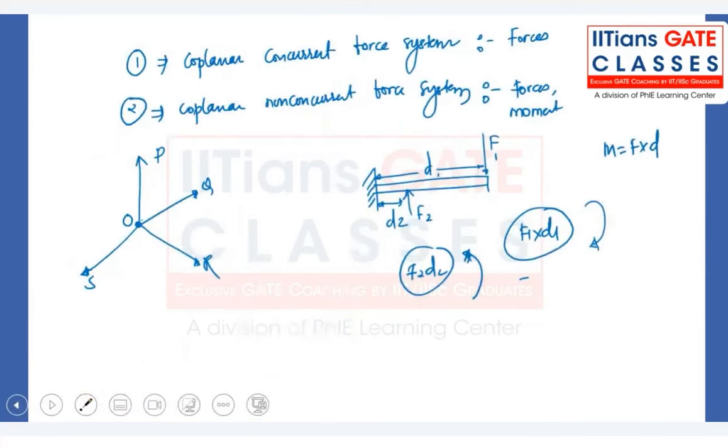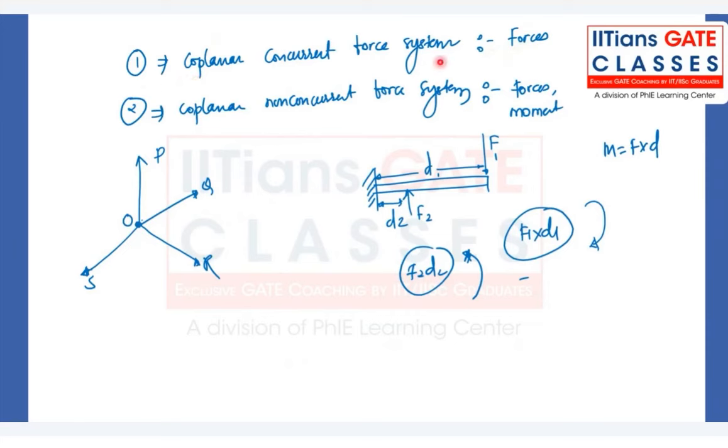So if I say a coplanar concurrent force system, this is how it will look like. Will any moment get created here? No, because all the forces are passing through a single point. So whenever this kind of force system is there, we'll talk only about the forces. Okay, we'll deal only with the forces. We'll not deal with any kind of moments in the first situation, that is the coplanar concurrent force system.